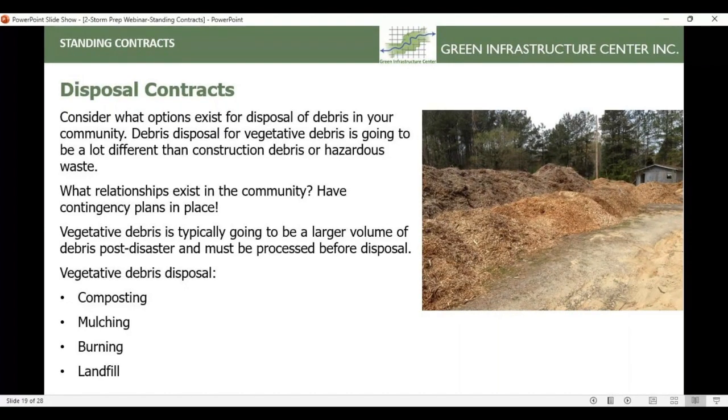Composting is a good idea, but I would suggest that you check with your local or state agency, and make sure that you have the proper permits to do that. And just remember that composting is a long-term commitment. It's not something you're going to do in a few months. So think about if you need the property for something else, or if you have another storm and you've got tons of compost piled up and now you can't get to your site.